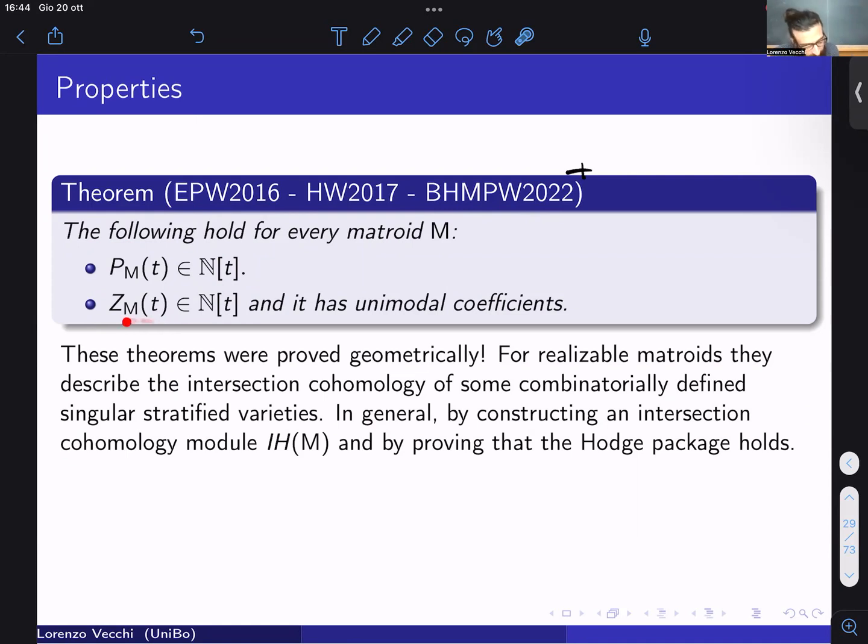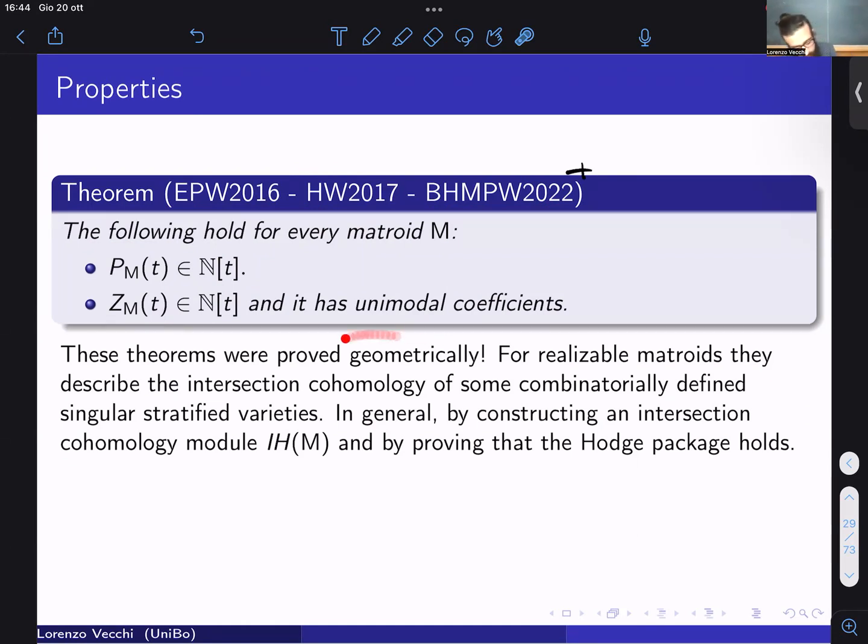And we also know that the zeta polynomial has non-negative integer coefficients and they are unimodal. This is due again to Ha and Wang in 2017 for the realizable case, and to the same set of authors for the general case. Why do I want to talk about this?